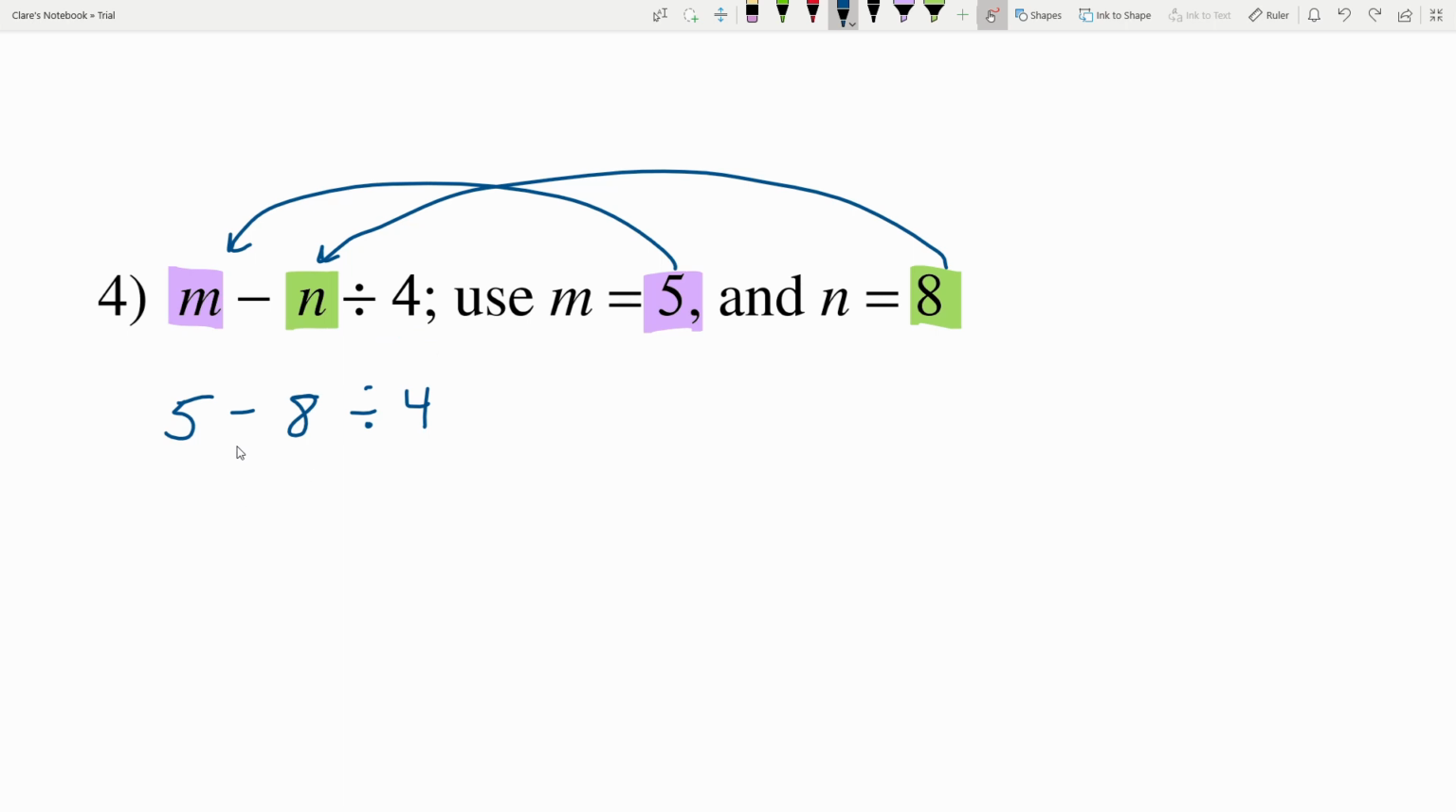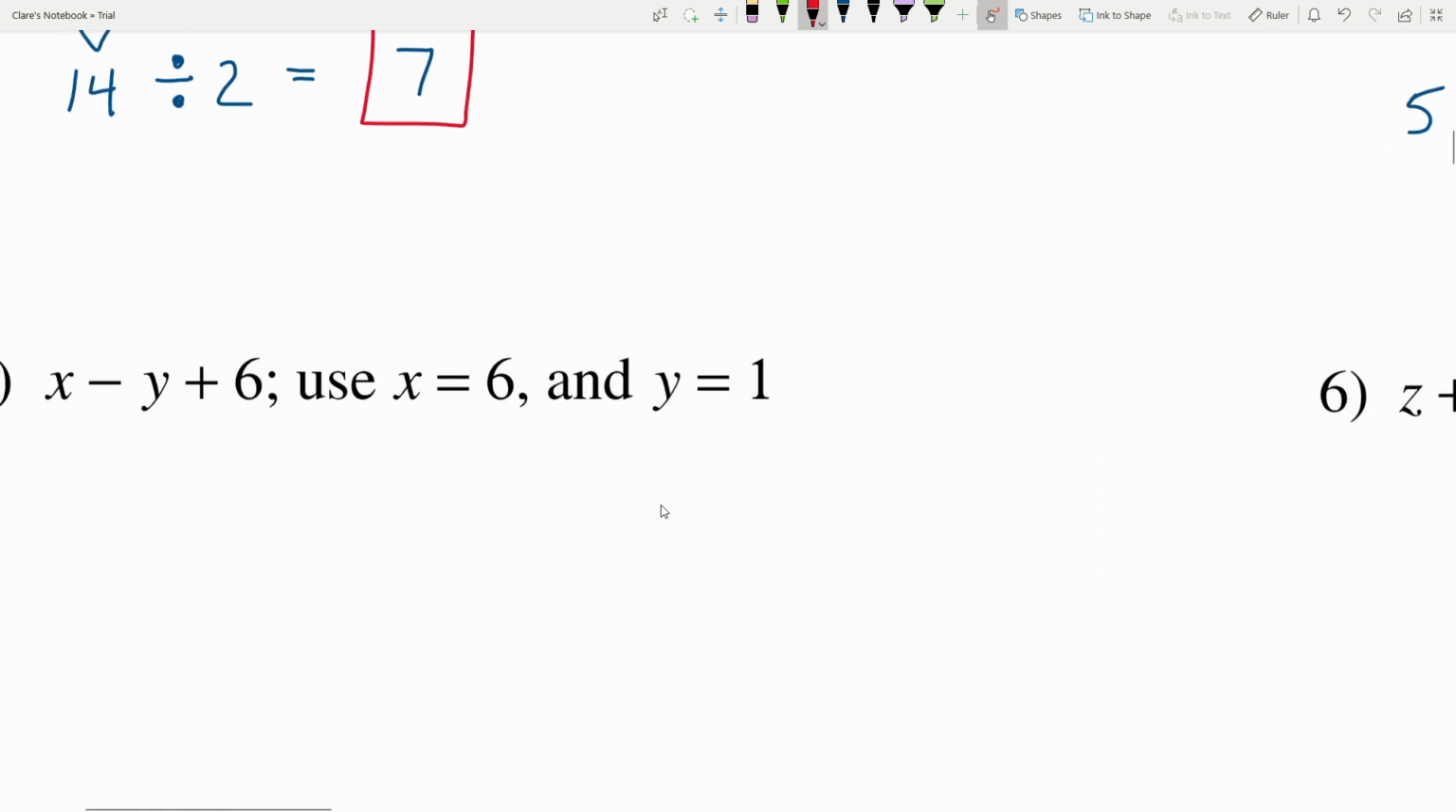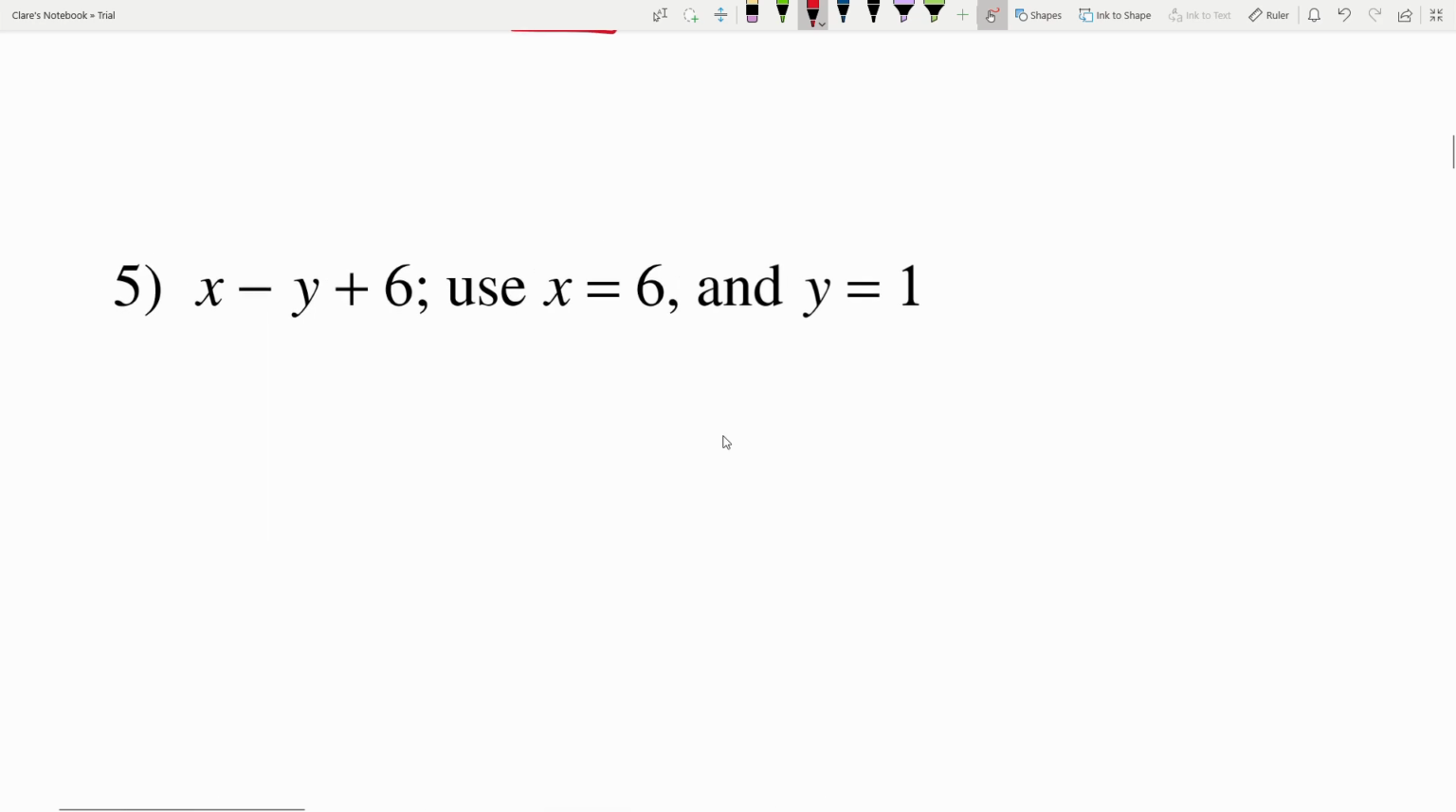What comes first, subtraction or division? Division. So I'll do 8 divided by 4. 5 minus, well, 8 divided by 4 is 2. 5 minus 2 will give me 3. So 3 will be my solution in number 4. Now on to number 5.